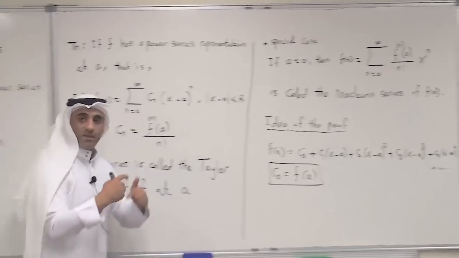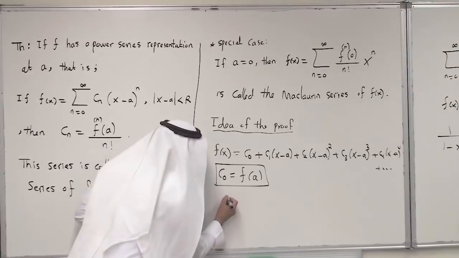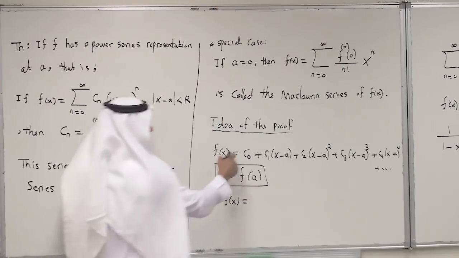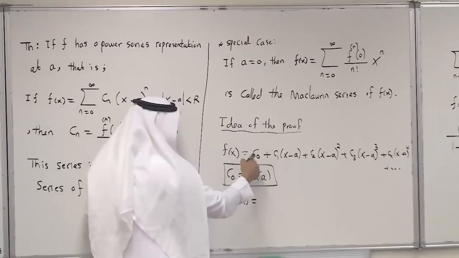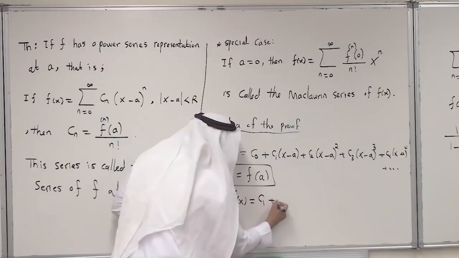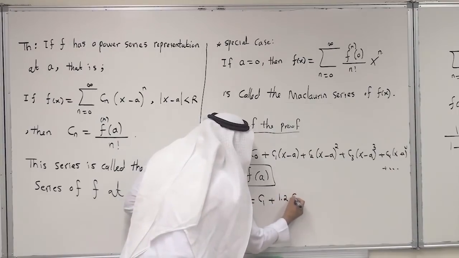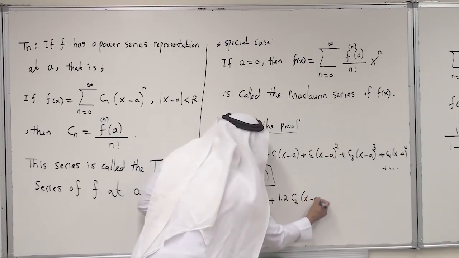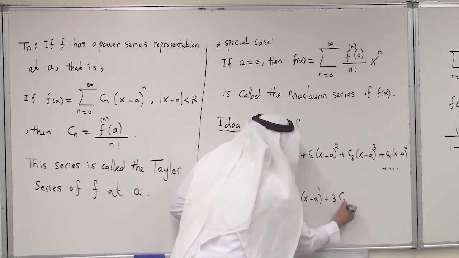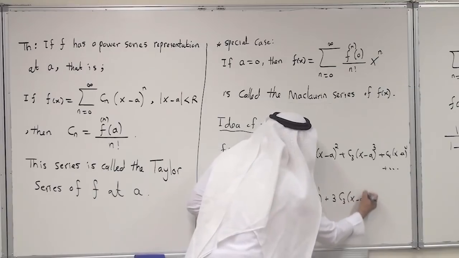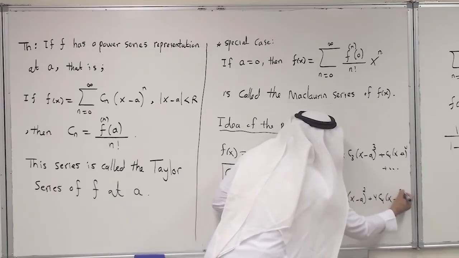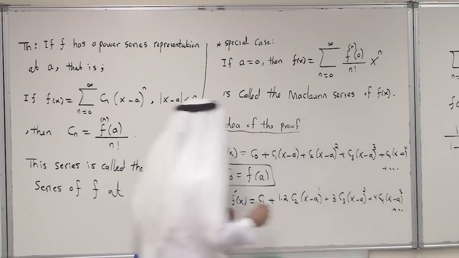Fine. Let us move and find the derivative here. We have the derivative of the function f of x. If we differentiate, this will disappear. It will be 0 because the derivative of a constant will be 0. Then I have here C1 plus 1 times 2 C2 times (x minus a) to the power 1, plus 3 times C3 times (x minus a) all squared, plus 4 C4 times (x minus a) all to the power 3 plus etc. Okay, fine.